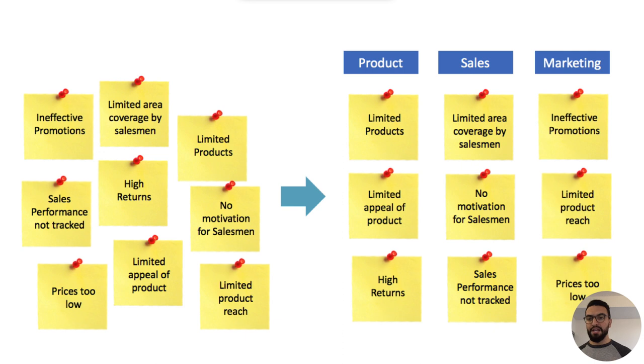So you could see, okay, it could be ineffective promotions, or limited area coverage by salesmen, or limited products, or whatnot. And then when you categorize these, you see, okay, actually the things that are related to marketing are ineffective promotions, limited product reach, prices too low. So maybe marketing can do something here to improve. The ones related to sales that the sales team can help improve are the area of coverage, the motivation of the salespeople, or the performance being tracked.